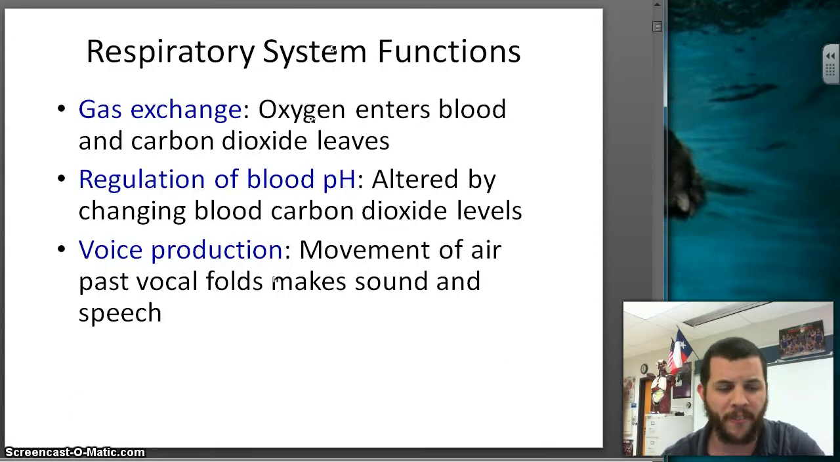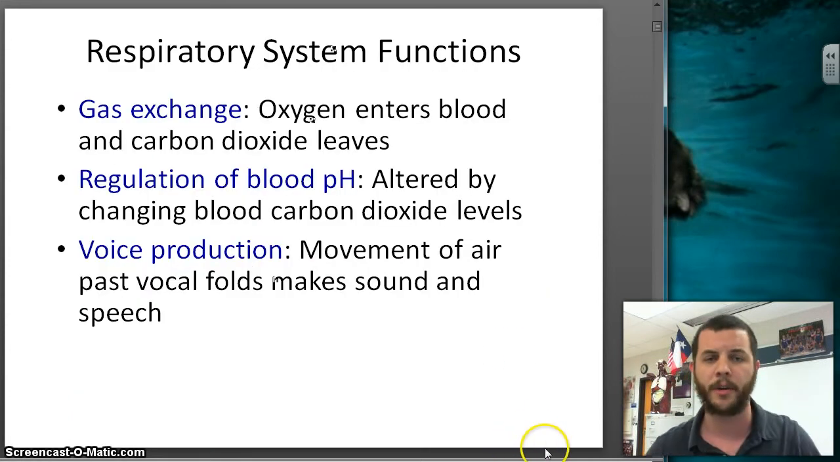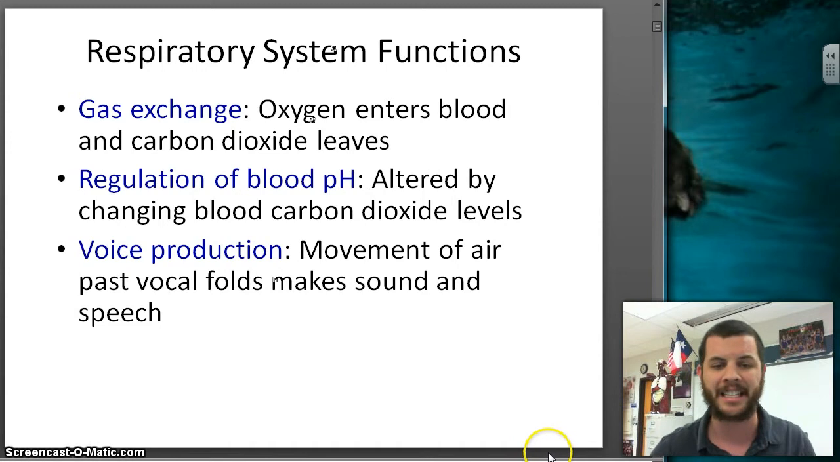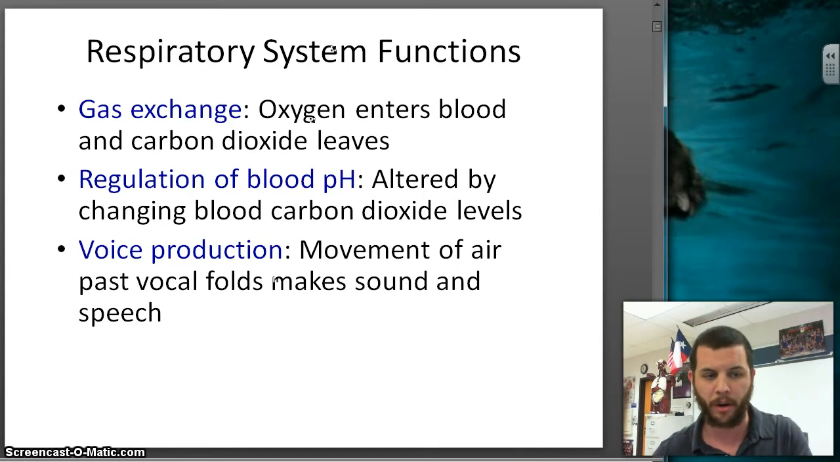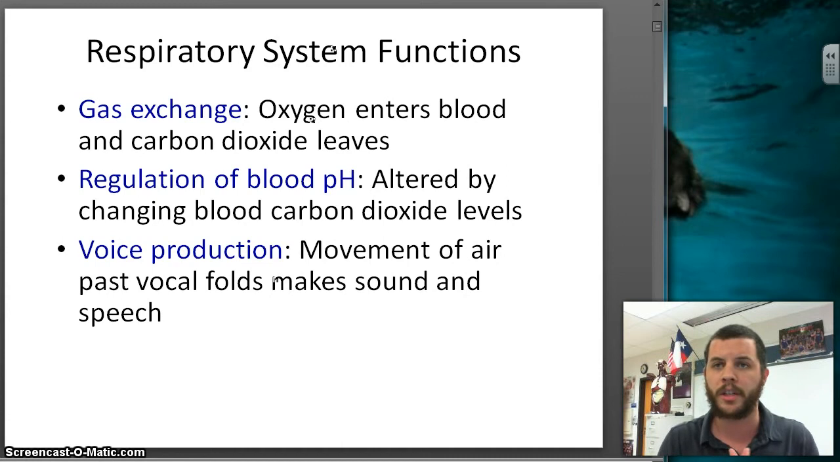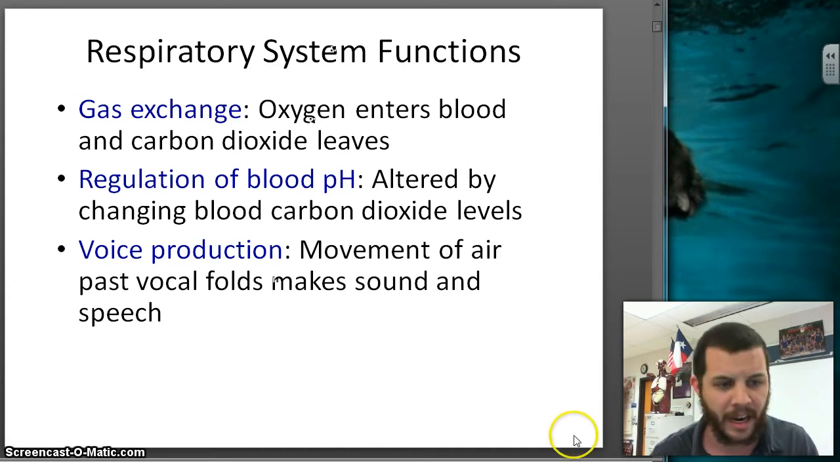So the functions of the respiratory system, the main idea here is that we're looking at gas exchange. Oxygen is going to enter our bloodstream. Carbon dioxide is going to leave our bloodstream. Because of the altering carbon dioxide levels and some chemical reactions which take place in your blood, this is also going to help us maintain our pH balance. And we're also going to be able to produce voice based on air movements that move past our vocal folds as well. And we're going to talk about that as well.